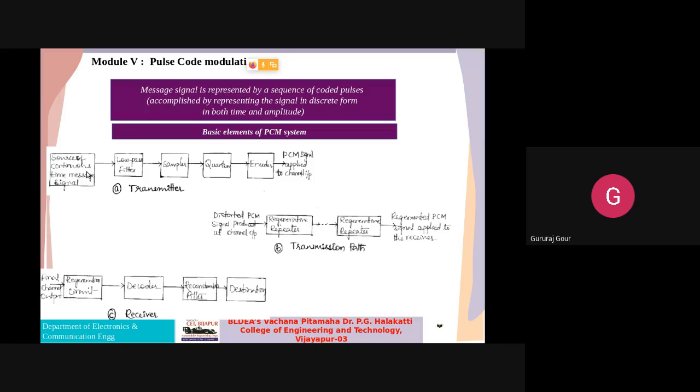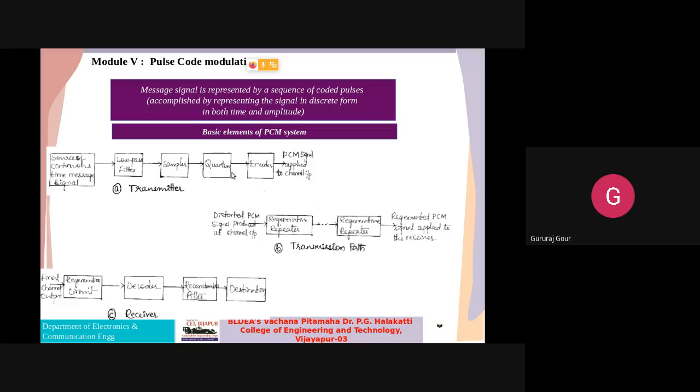In the transmitter, you can see the source of the continuous time message signal is given as input to the pre-aliasing low pass filter. Its main job is to ensure that the samples will not overlap, so that sampling will occur without any aliasing problem. Then those samples will be given as input to the quantizer.